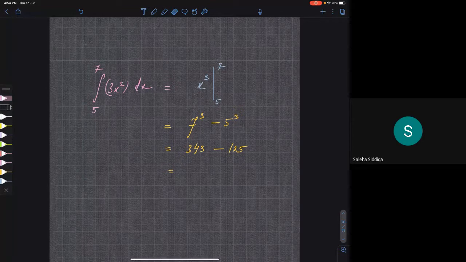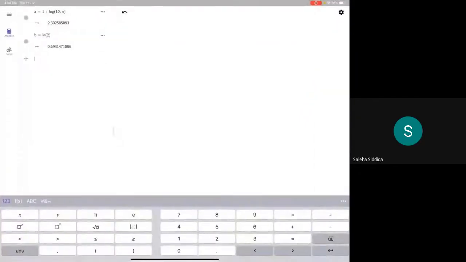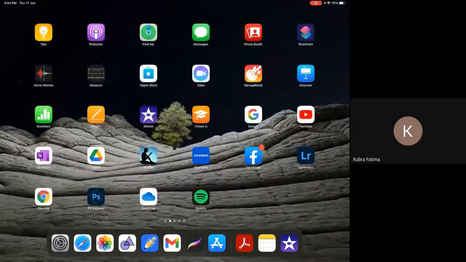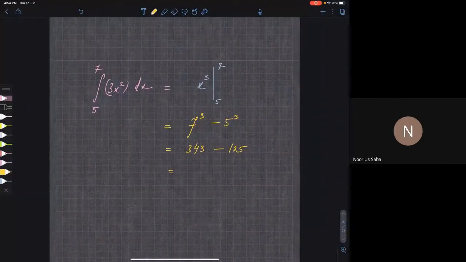Yes, 218. That means if you take the integral of 3x square between the limits 5 and 7, then the area under the graph will be this much, 218 units. You are getting my point? Yes, sir.